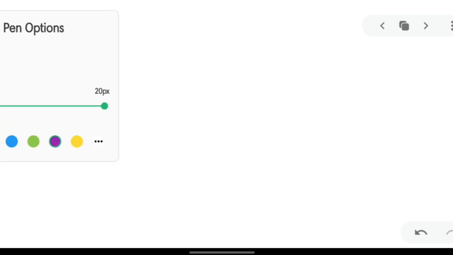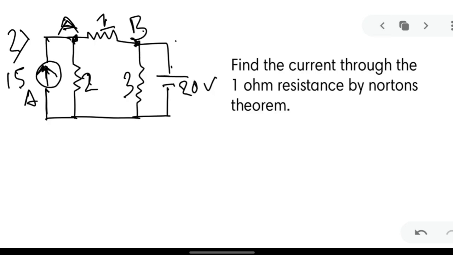Trying the different colors. Okay. To find the RTH, we need to eliminate the voltage sources and current sources. I repeatedly told you that. But we see that here is a current source and a voltage source. At first, I am converting this current source into a voltage source.